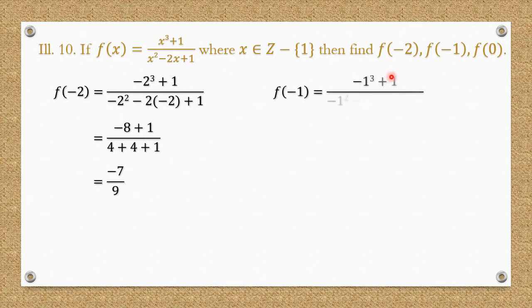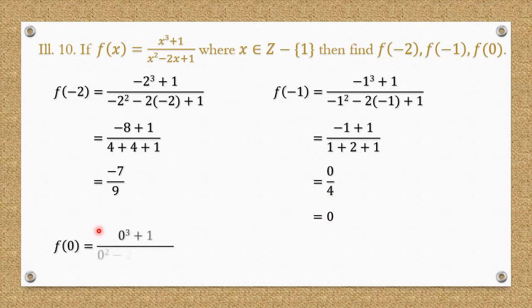Second function, that is f(-1). Just take negative 1 and put it at all the places where x is there. So (negative 1 cube plus 1) upon (negative 1 square minus 2 into negative 1 plus 1). Negative 1 cube is negative 1 plus 1 upon positive 1 plus positive 2 plus 1. You get negative 1 plus 1, 0 upon 4. Naturally the answer is 0.